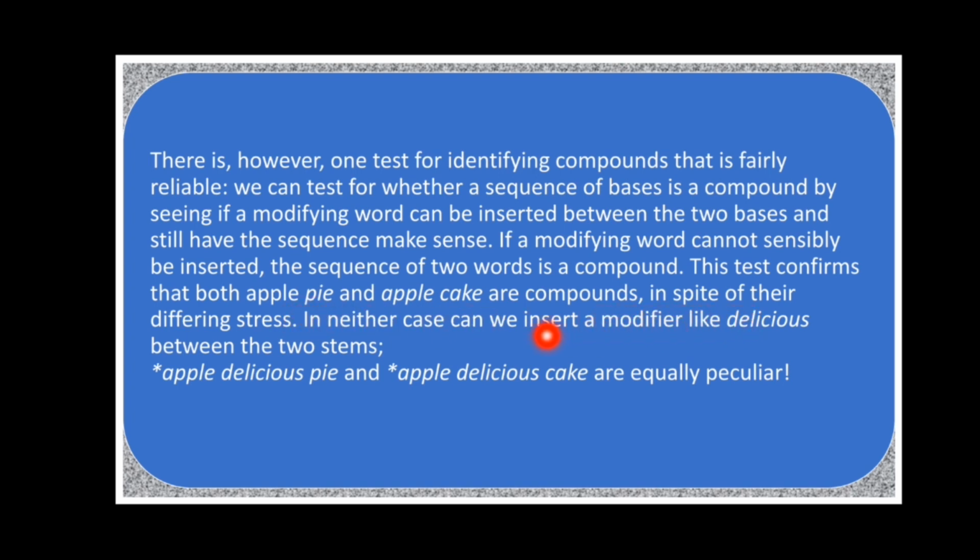So in spite of their differing stress, in neither case can we insert a modifier like delicious between the two stems. So apple delicious pie and apple delicious cake are equally peculiar. So we can't insert a modifying word here. So it means that both are compound. Even though in one word the stress goes on the first one, and in the second compound the stress goes on the second one, both are compound because we have tested here, and this is a reliable test in morphology, right?